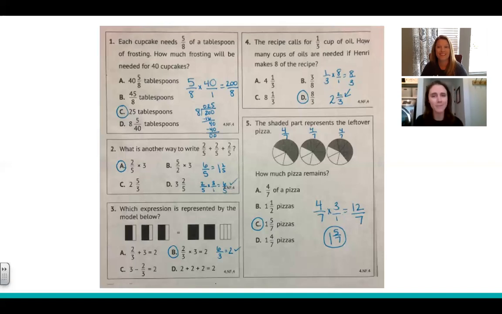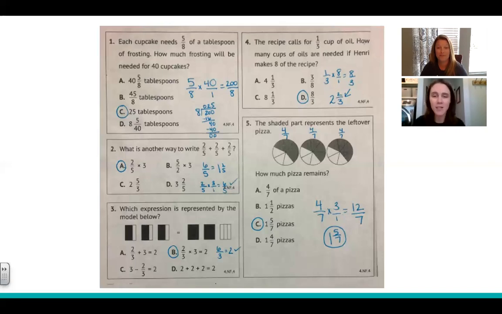Did great. Number 4, another recipe. We need 1/3 of a cup of oil. How many cups are needed to make 8 of the recipe? So I need 1/3 8 times. So I'm doing 1/3 times 8, which gives me 8/3. Because we're good students, we changed it to a mixed number and got 2 2/3. Looked over, it wasn't there, but 8/3 is. So we chose that one, and that is the correct answer. That's a little tricky because some of the answers are glad and some are mad. So you've got to be careful on that one.